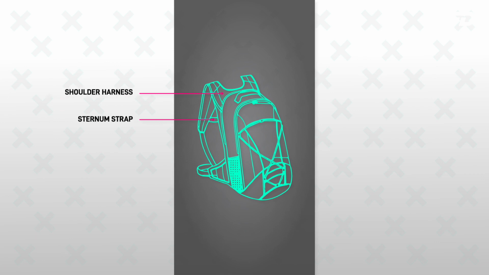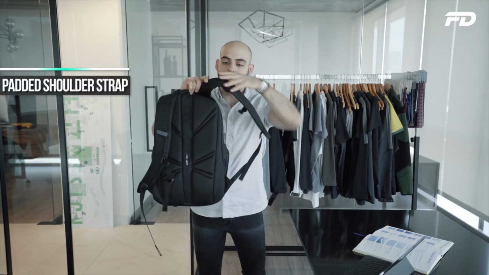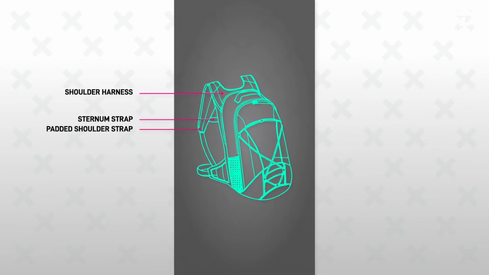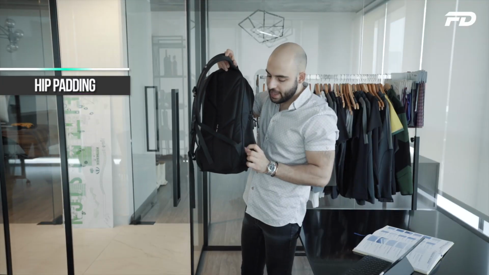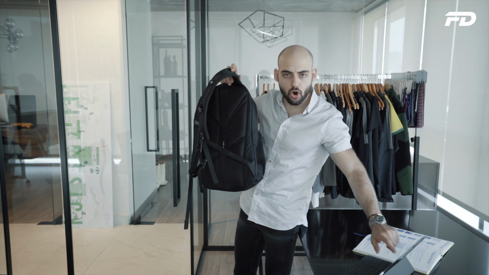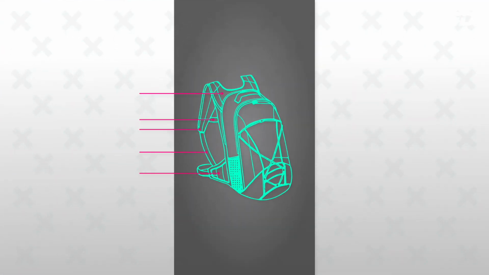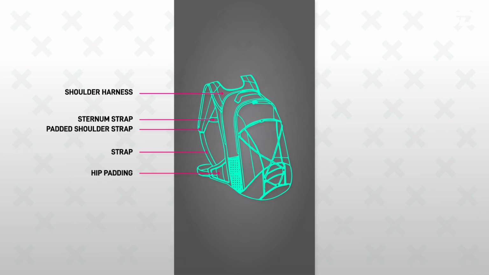Moving down, we have what's known as the padded shoulder strap. So this entire thing is considered a padded shoulder strap from top to bottom. And then we have what is known as the hip padding over here. So on some bags, this little triangular portion, they'll have it beefed up a little bit, and it'll either be lined with EVA foam or other types of foam material that can give you extra support. And this is what's known as the hip padding.